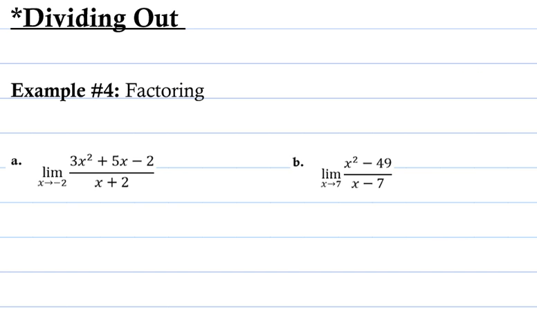Okay, dividing out. Example 4 involves factoring. If you look at these equations, both of them, a and b, I can't actually plug those x values in because if I do, I end up with 0 as a denominator. So for example, a, if I plug in -2 here, I get -2 plus 2, which equals 0. And 0 can never be the denominator. We don't divide by 0, so that's a problem. So we're going to have to factor.